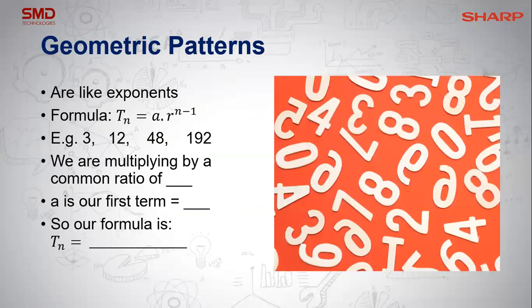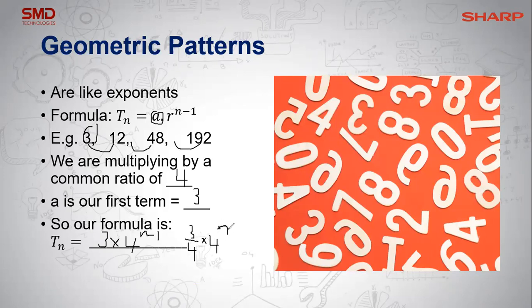Now you can also do this with geometric patterns. So for example, here we can see that we're multiplying by 4 each time. So r is 4, and a is just our first term, which is 3. So we just write 3 times 4 to the power of n minus 1. Or you can also write 3 over 4 times 4 to the power of n. Oopsie. So when n is 1, then the 4's cancel out and we're left with 3. So that's just 2 different ways in which you write the geometric pattern.